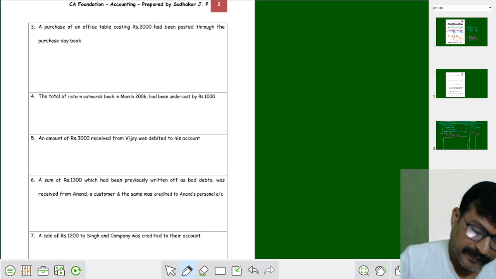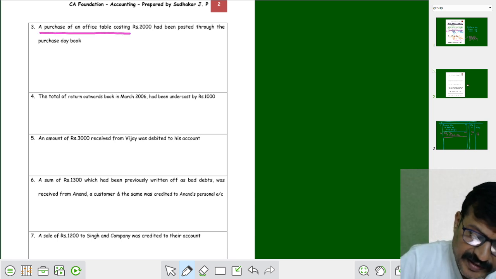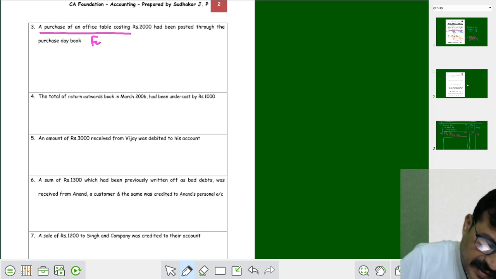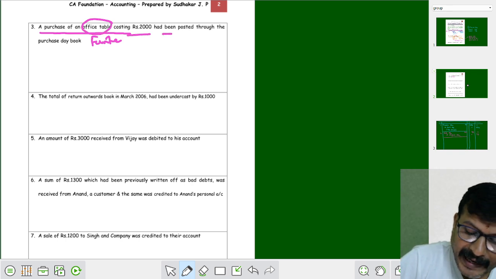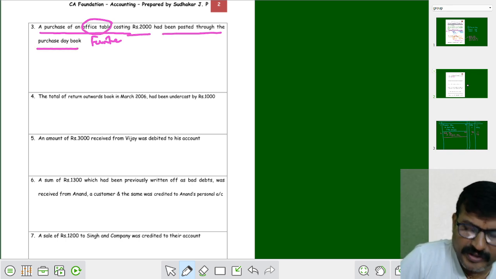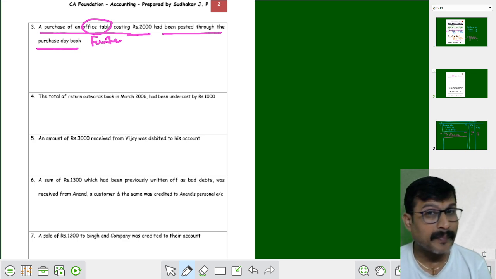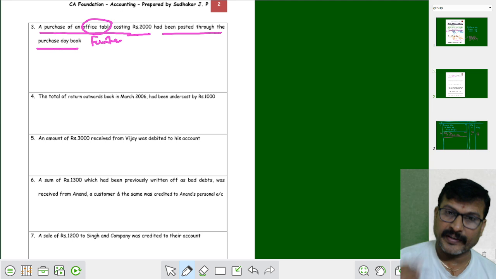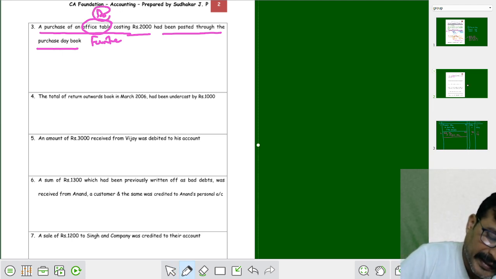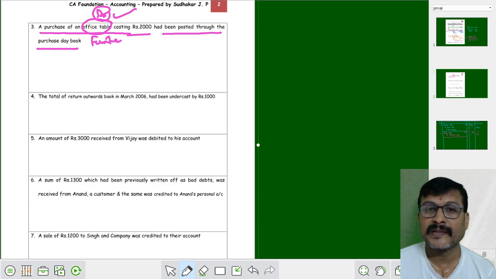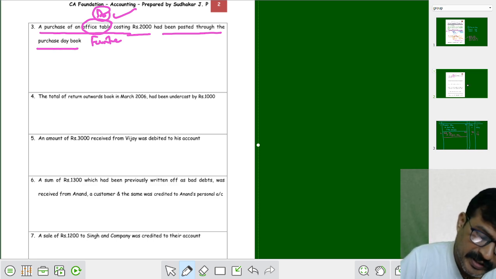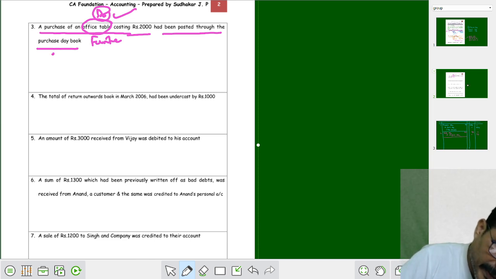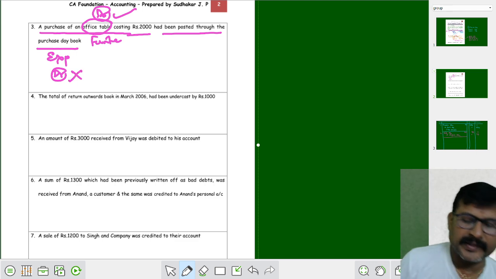See the next entry. Purchase of an office table. Office table means furniture. 2000 had been posted through the purchase day book. Now what happened? You have purchased a furniture. Furniture is an asset. Asset is to be debited. It is correct. But you have recorded in the purchase book. Purchase book means expenses. Expenses means wrong debit.